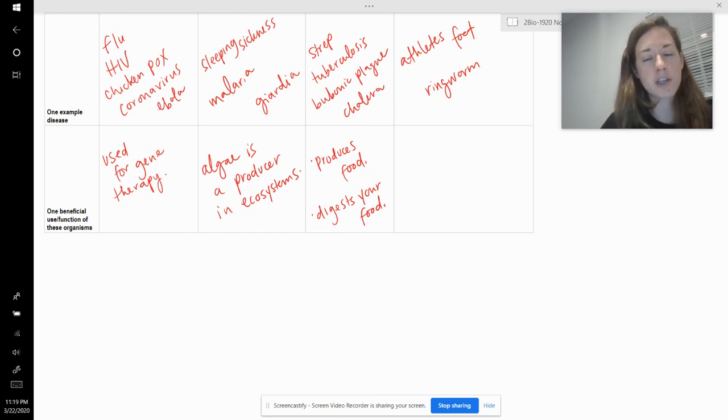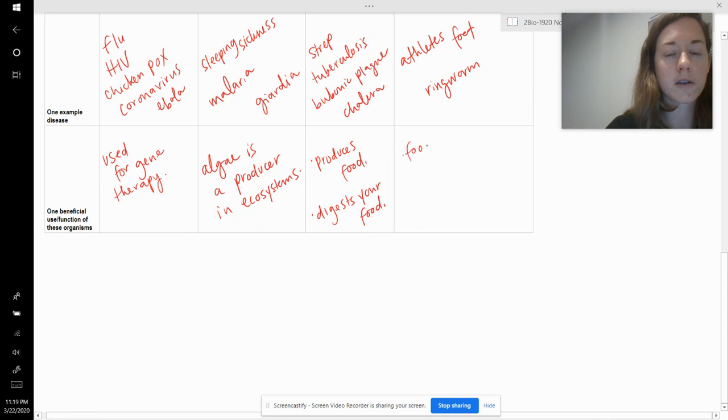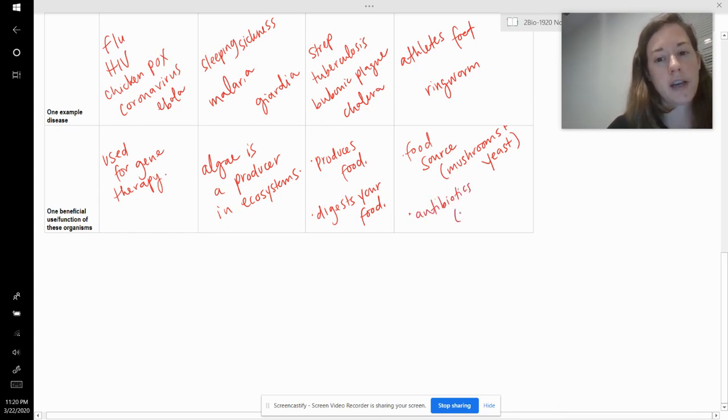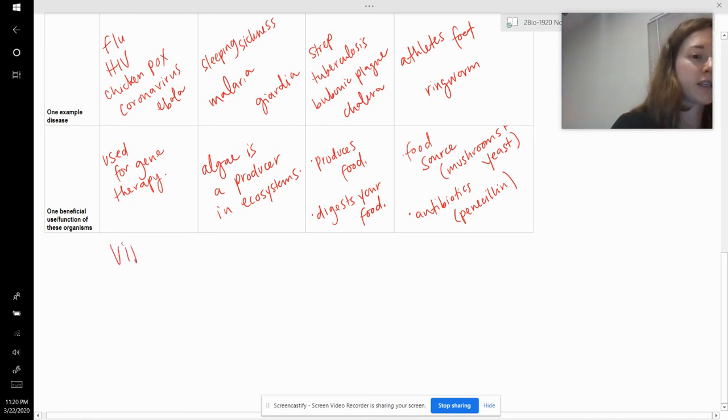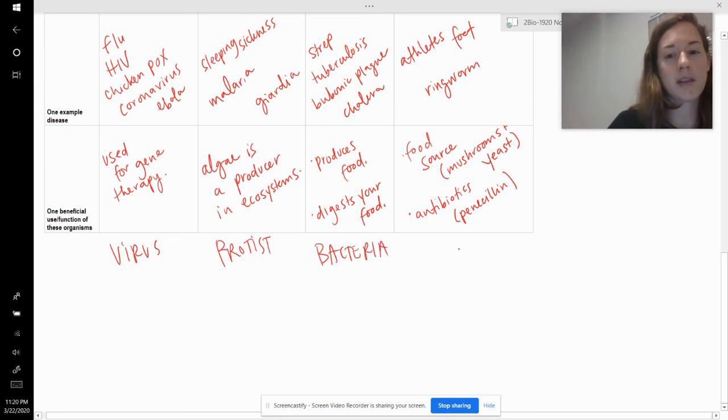And then fungi, beneficial fungi they are a food source. So the video last week talked about mushrooms and yeast. And then they are also antibiotics, which the video last week talked about penicillin. So those are some examples of, and again, this was viruses, this was protist, this was bacteria, and this was fungi.